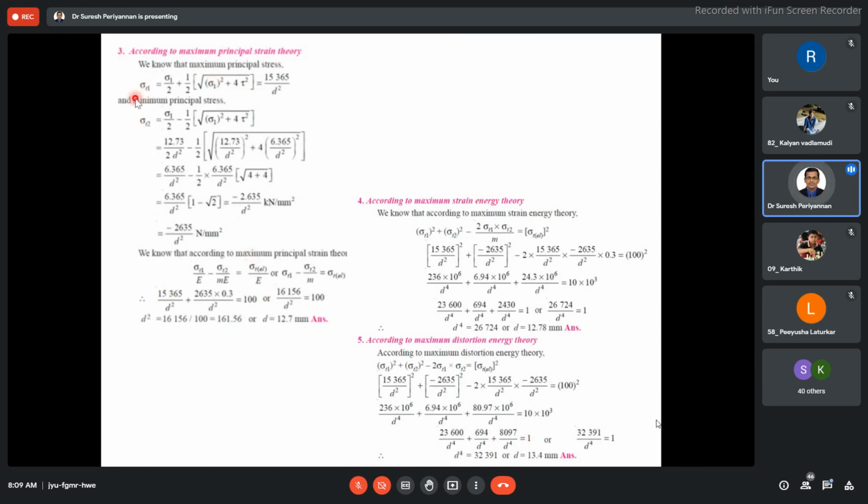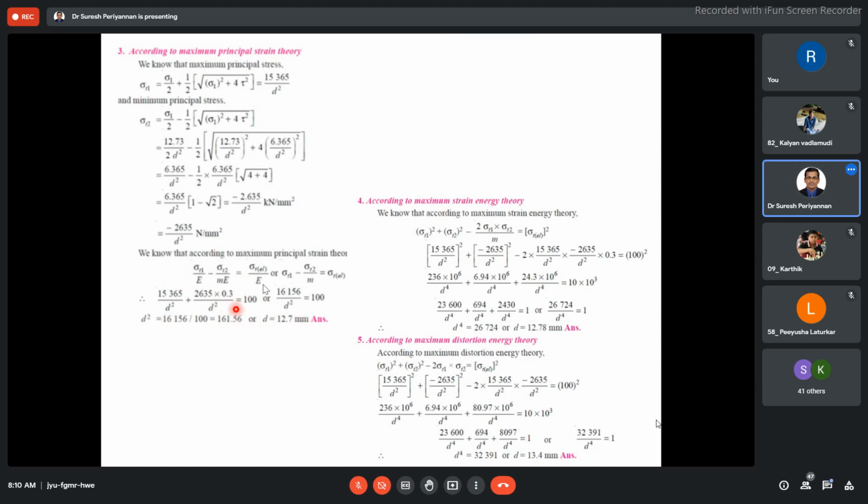Whatever we discussed, the same procedure applies here: find sigma 1 and sigma 2. But the maximum principal strain theory concept is sigma 1 by E minus sigma 2 divided by E into mu, because strain is involved, hence the Poisson ratio must be there. Then the right side is as it is, the permissible stress of 100 megapascal. Then we find the diameter from this maximum principal strain theory.